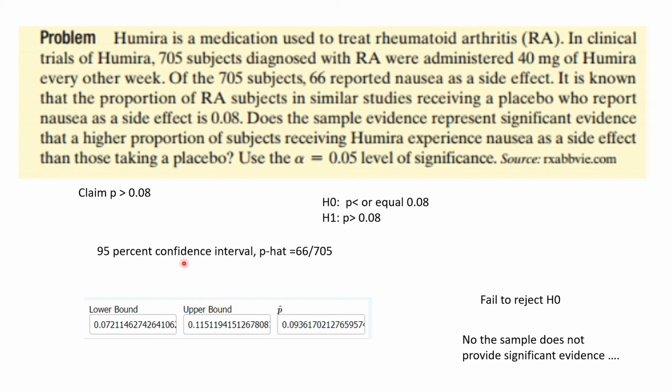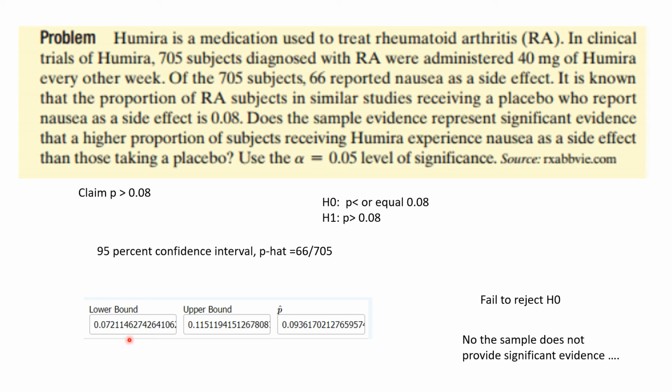And the reason we're thinking about bigger is because p hat, 66 out of 705, is this number, which is bigger than 0.08. So our claim is that p is bigger than 0.08. Now that means that this becomes the H1. So p is bigger than 0.08. That means that the null hypothesis is p is less than or equal to 0.08.